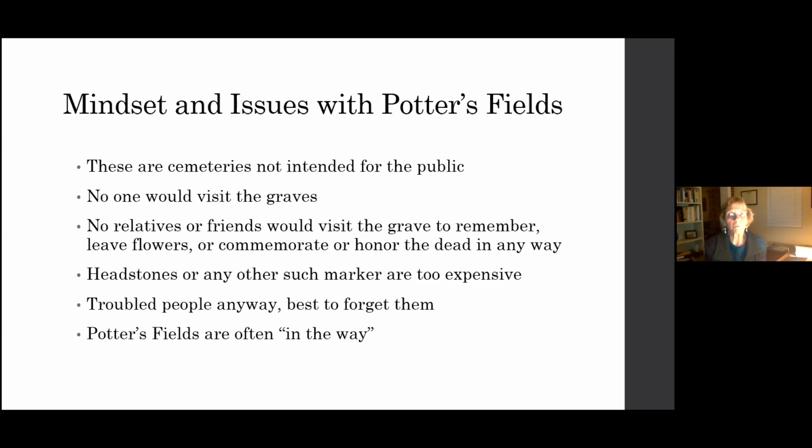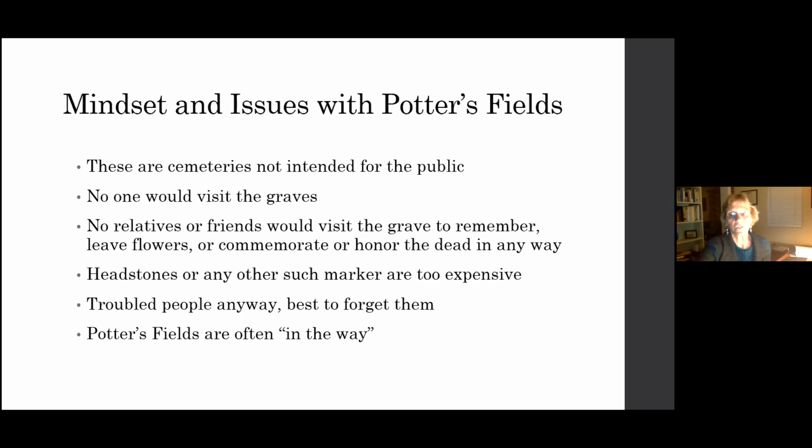And providing a headstone or any other kind of marker was too expensive. A lot of these people led troubled lives. It's just best to forget them. And Potter's Fields are in the way. That's an example of the I-295 connector. And if you Google interstate over graveyard, you'll see that this has happened in other states as well. These cemeteries are viewed as in the way, and going around them doesn't seem to be an option.